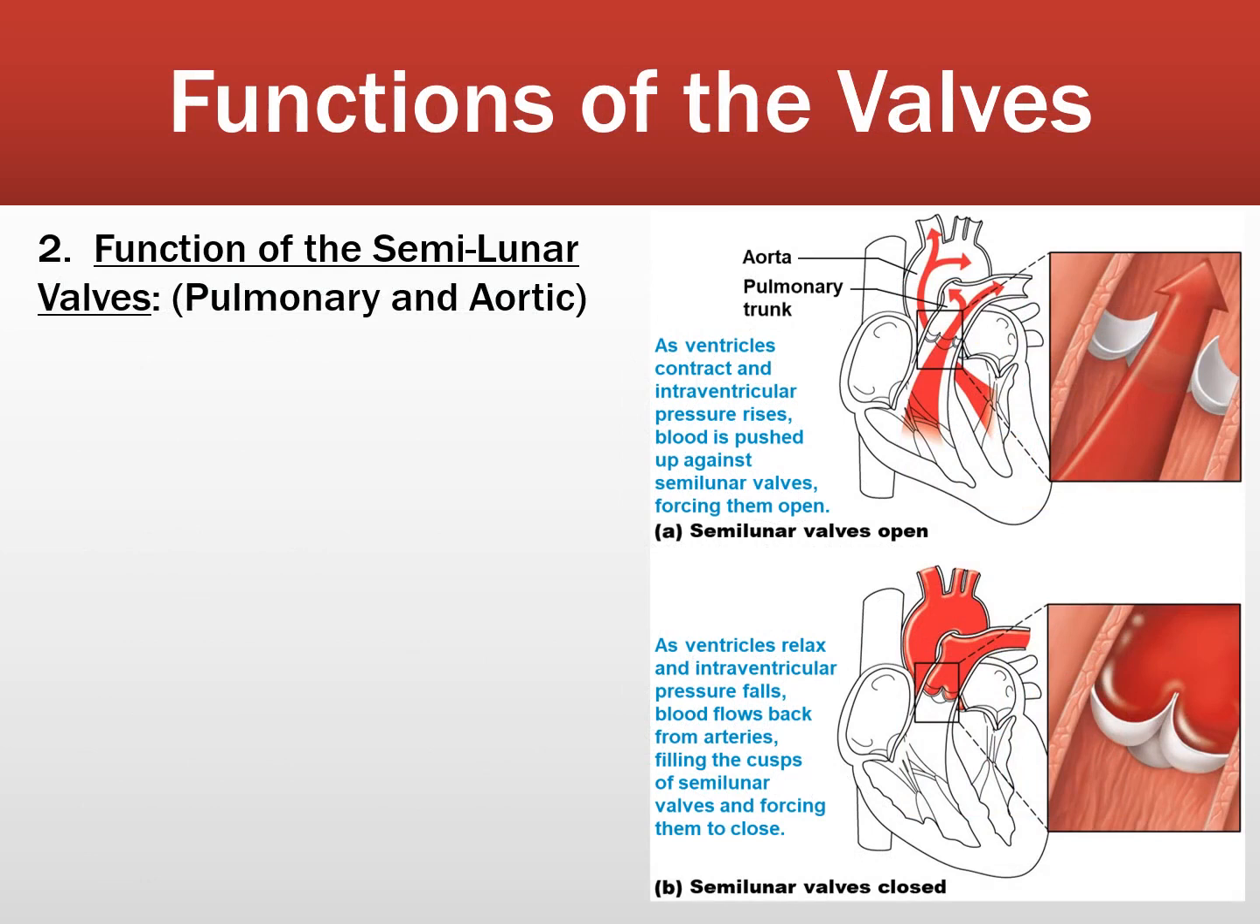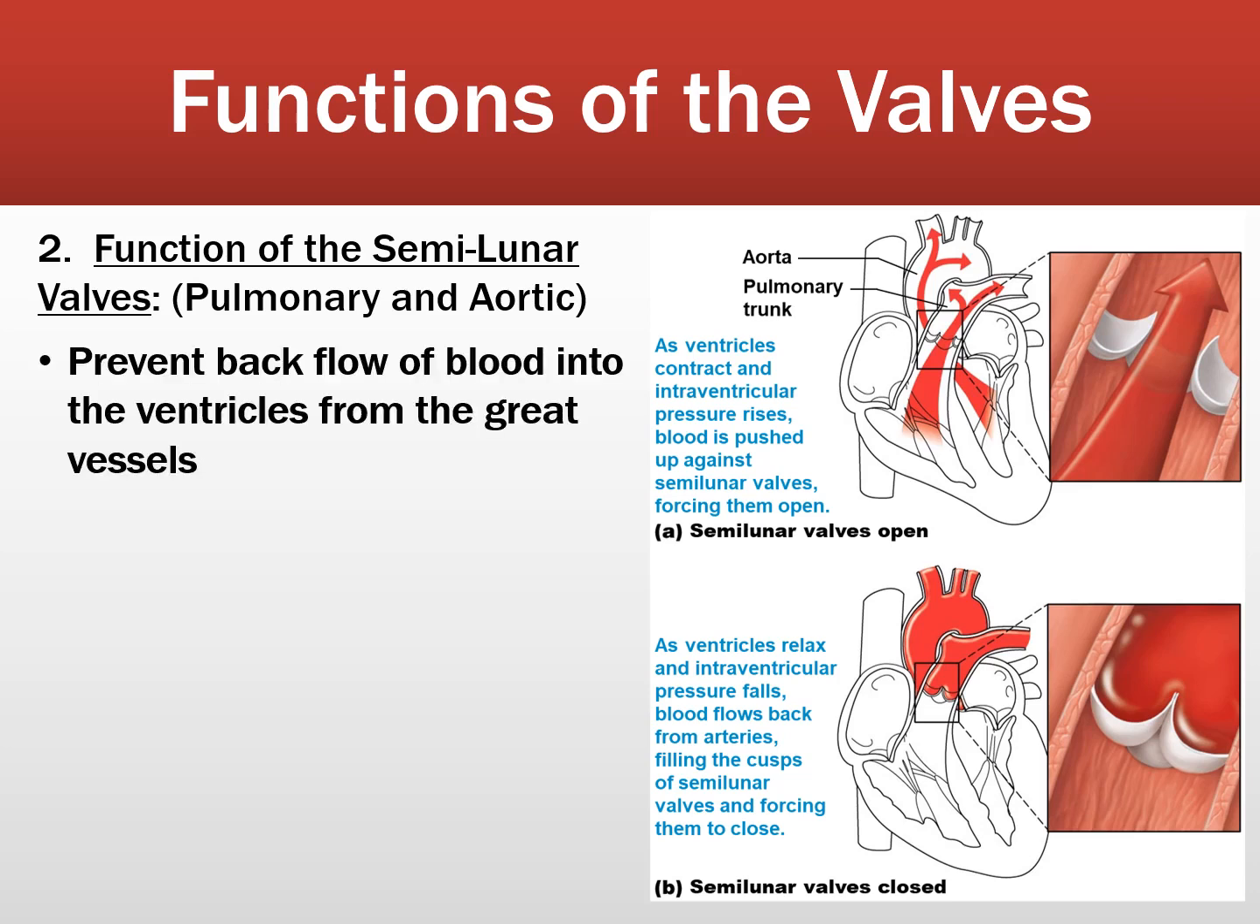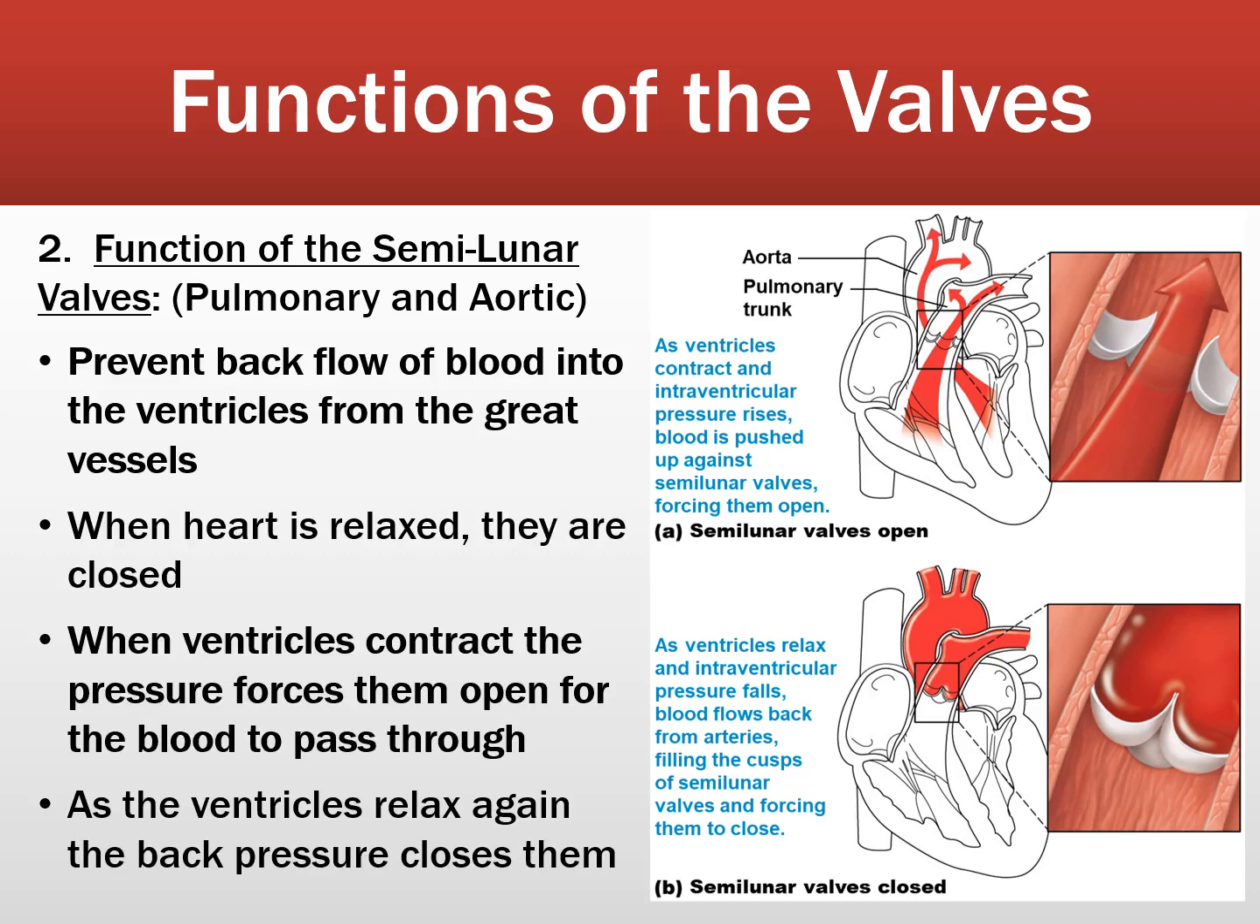So very similarly to the AV valves, the semilunar valves have a function as well of stopping blood flowing back from the great vessels into the ventricles instead of into the atria. And it's opposite for when they're open and when they're closed. So when the heart is relaxed, they're actually closed to prevent that backflow from those great vessels into the ventricles. But when the heart contracts and it pushes the blood out, it's going to open those valves.